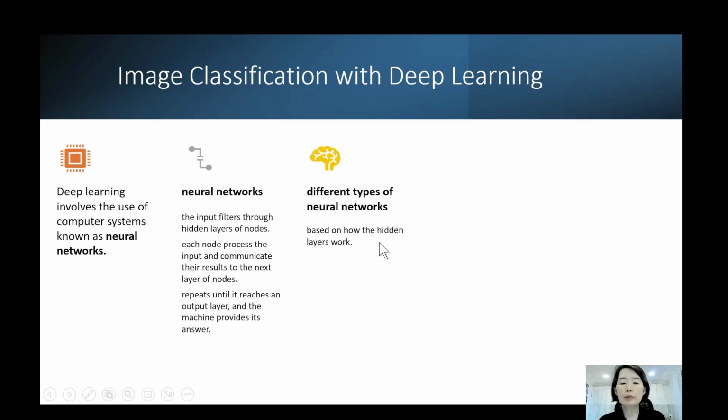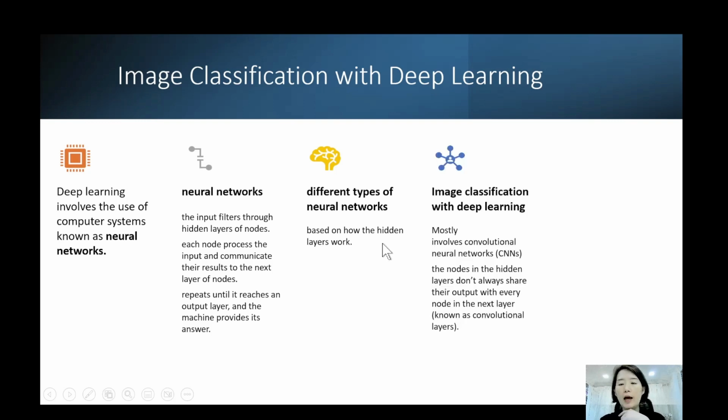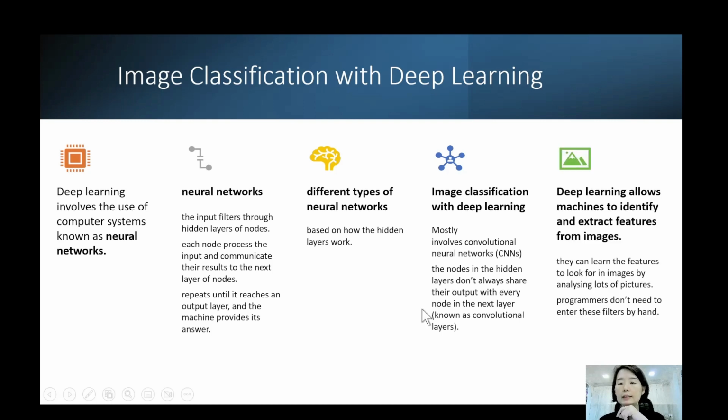There are different types of neural networks, based on how the hidden layers work and how many layers they have. Image classification with deep learning mostly involves convolutional neural networks, CNN. The nodes in the hidden layers don't always share their output with every node in the next layer, known as convolutional layers. So we will look at how this CNN works. Now, what is this CNN?